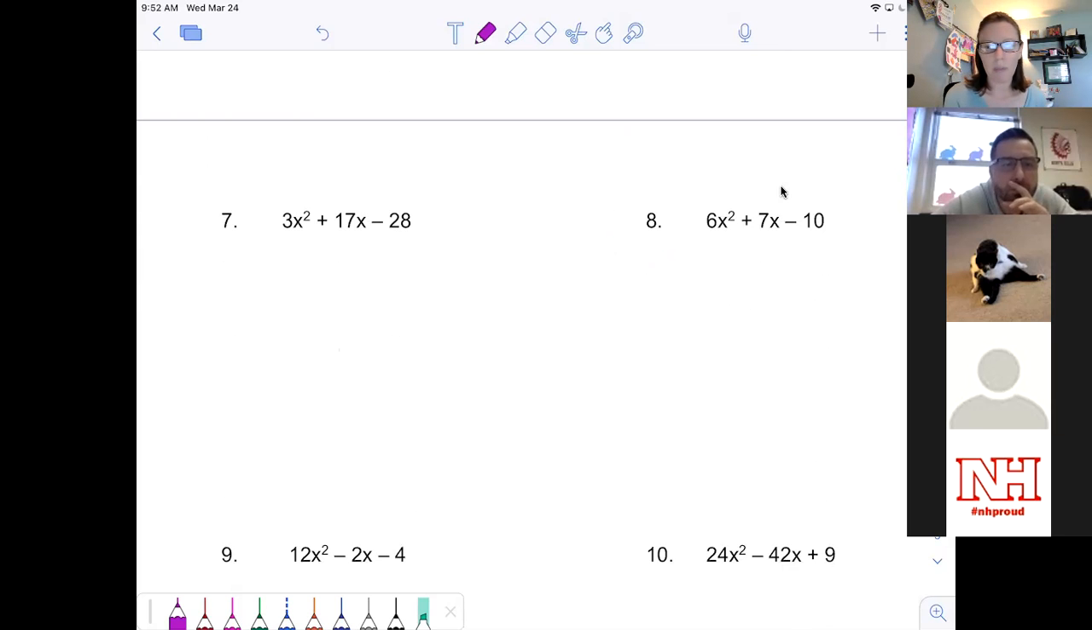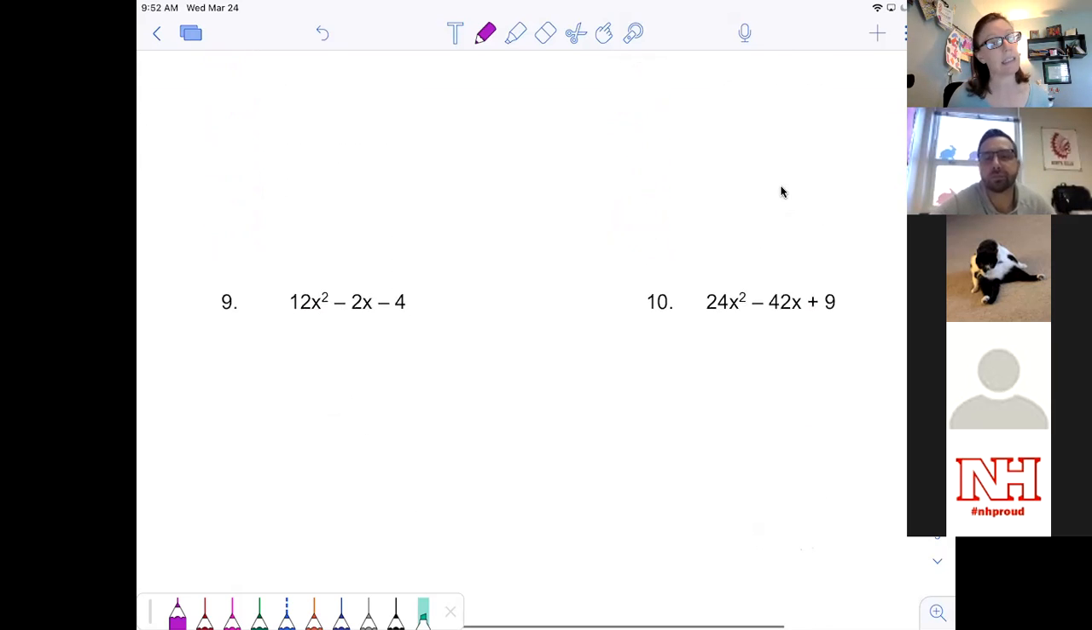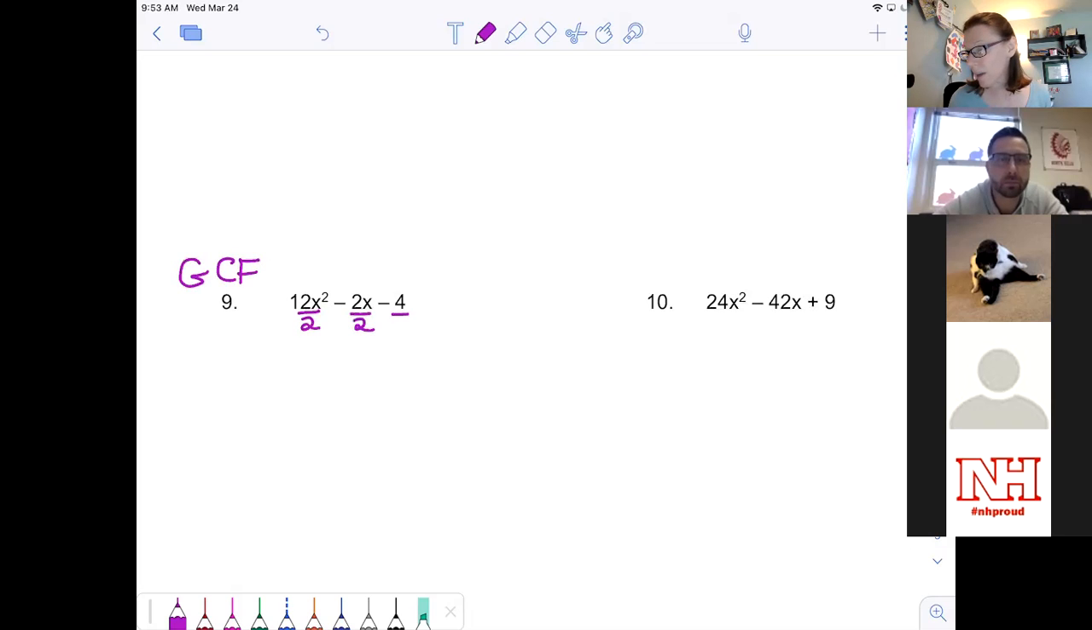Do they have a GCF besides the number 1? No. No. Okay, so we said no for a lot of them. But Michael, if you look at number 9, 12, 2, and 4, is there a GCF in number 9? It's 2. Yeah, so this one does have a GCF, and we're going to divide all of these by 2. So first step, if there is a GCF, we need to take that GCF out.